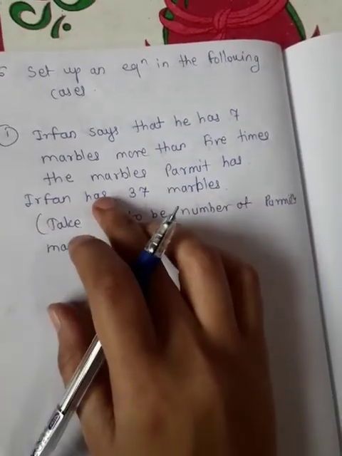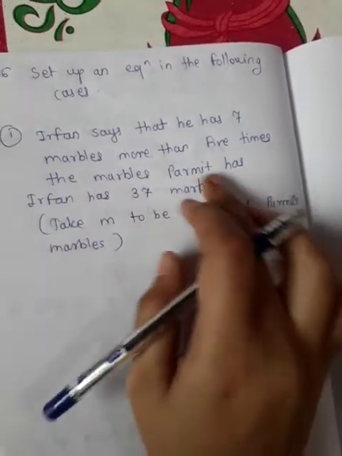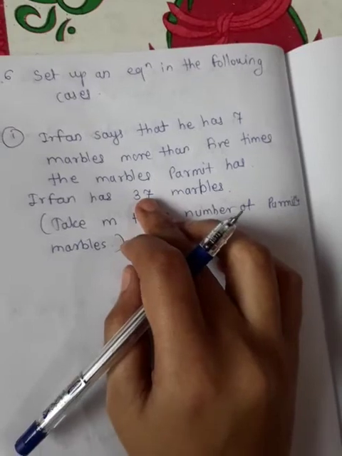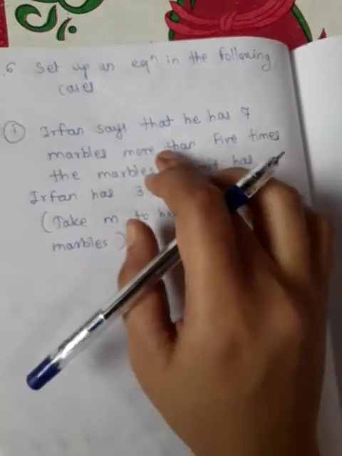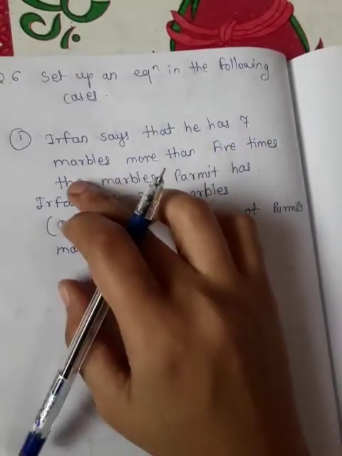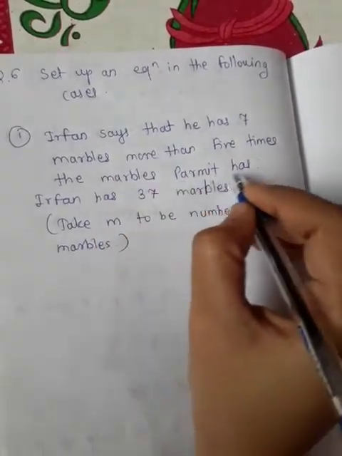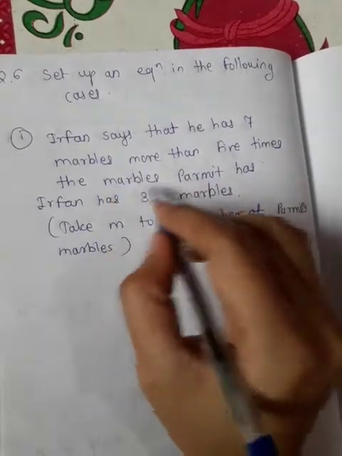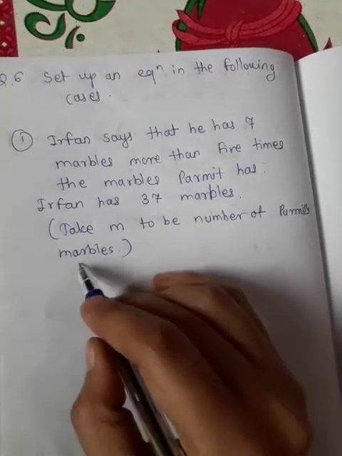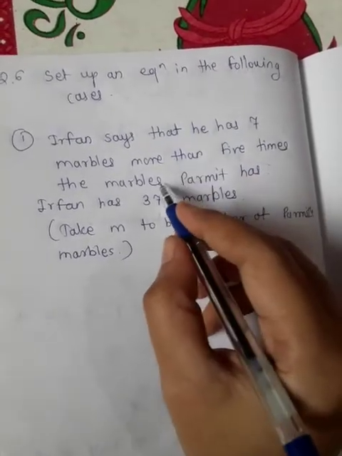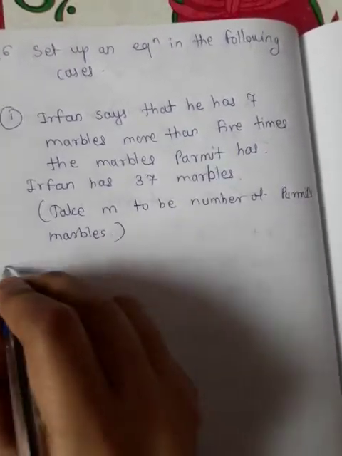So Irfan has 37 marbles. So the total number of marbles that Irfan has is 37. Okay, and here Irfan says that he has 7 marbles more than 5 times the marbles Permit has. So here we have to first find the number of marbles that Permit has. But here they have asked, take m to be the number of Permit's marbles. So here we don't know how many marbles Permit has. So this is the unknown.